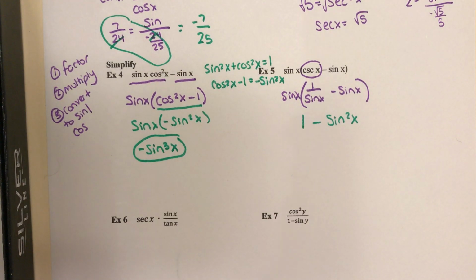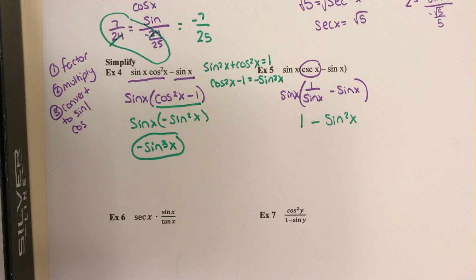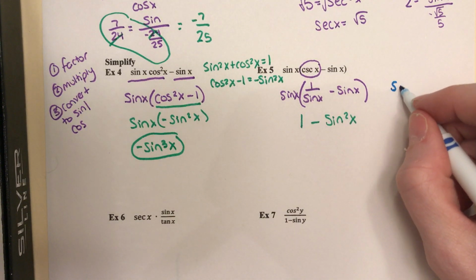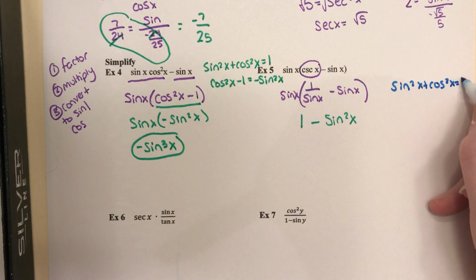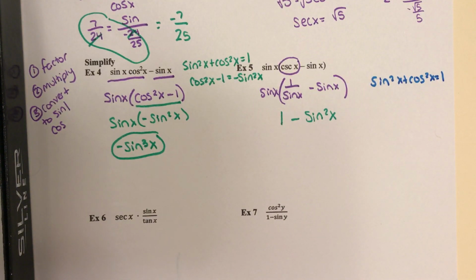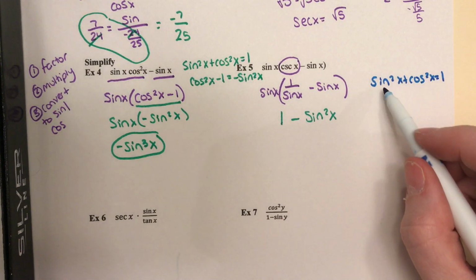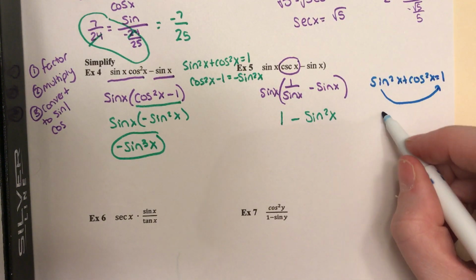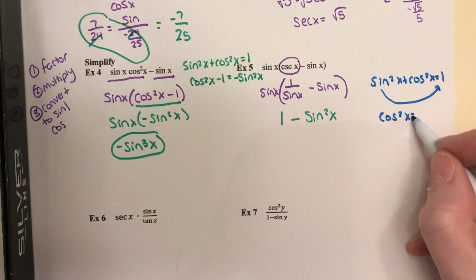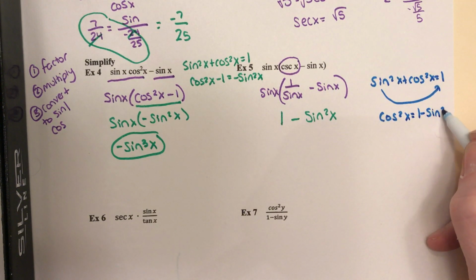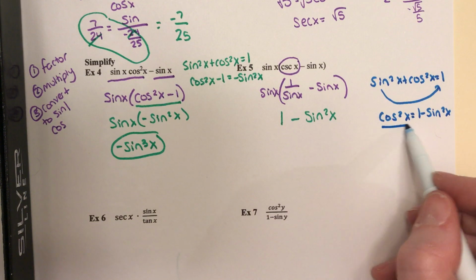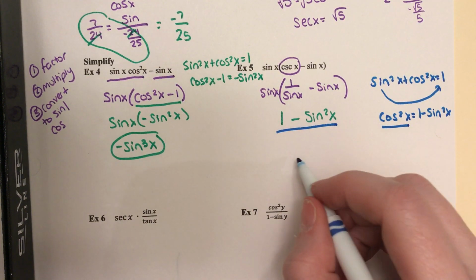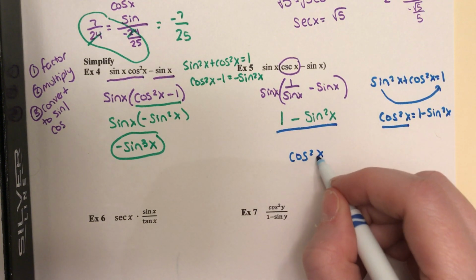Okay, now whenever I see a squared in a problem, I think about Pythagorean identities. I'm going to use the concept that sine squared plus cosine squared equals 1. And if I manipulate this a little bit, if I move this sine squared to the other side, that gives me cosine squared equals 1 minus sine squared, which is exactly what we have here. So we can write, instead of 1 minus sine squared, I can write cosine squared.